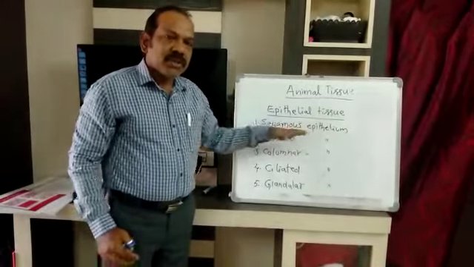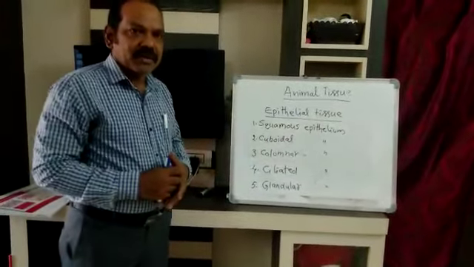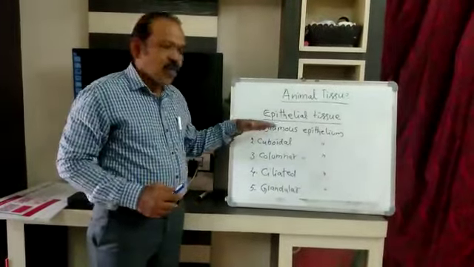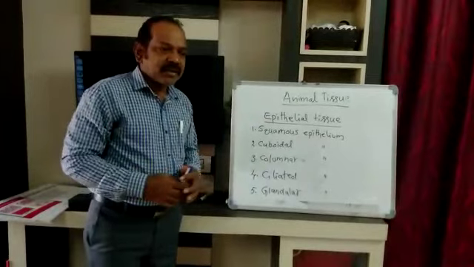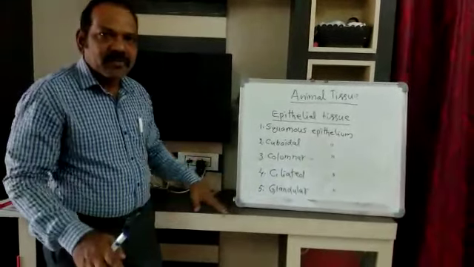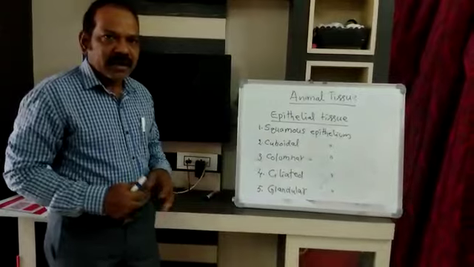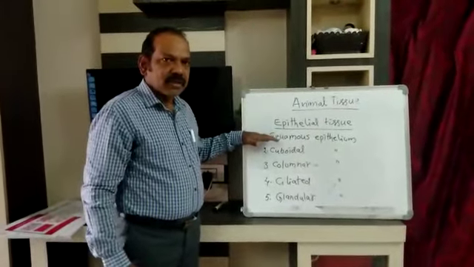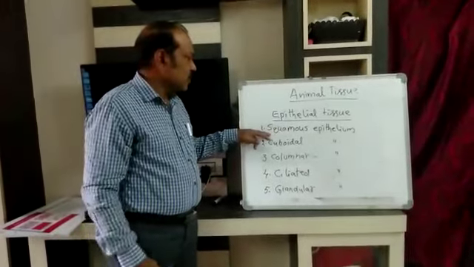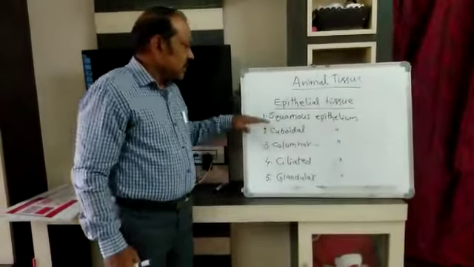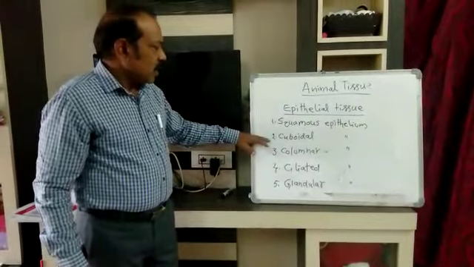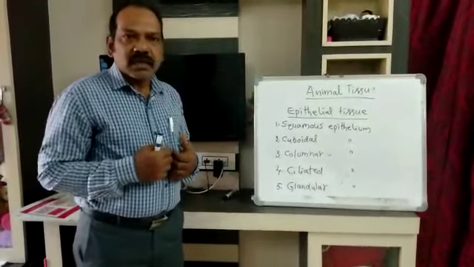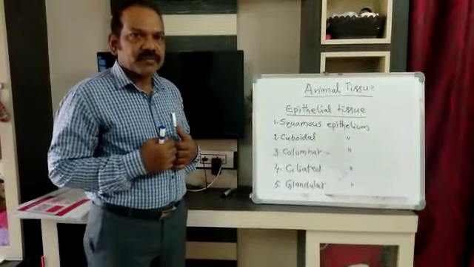Squamous epithelium, in which the cells are compactly arranged. This is also called as pavement epithelium. The cells in squamous epithelium are arranged in such a way that it looks like arrangement of tiles, flooring tiles. They are compactly arranged. The intercellular spaces are almost negligible. They are closely arranged. So epithelial tissue, first type is squamous epithelium. This is found in most of our internal organs, like inner surface of our mouth, esophagus.